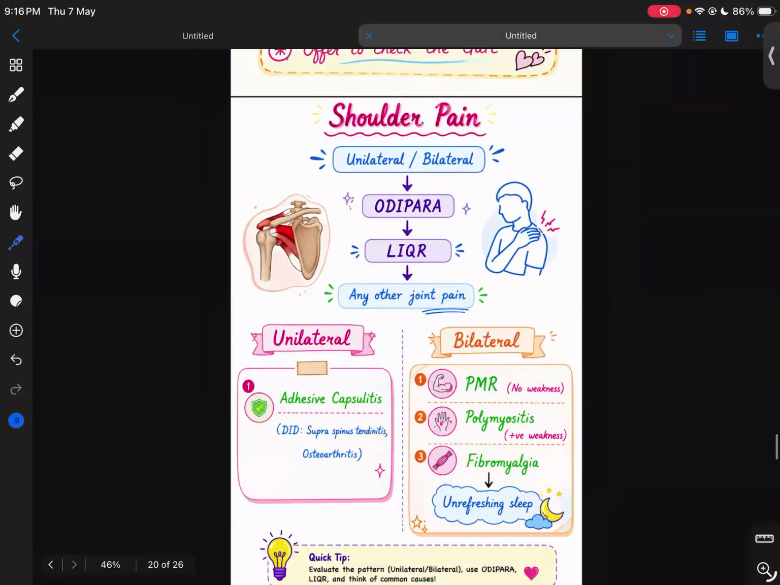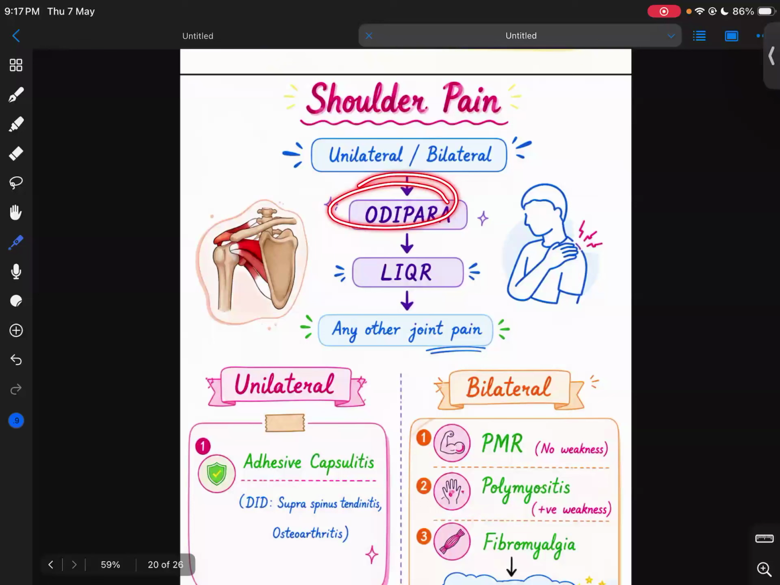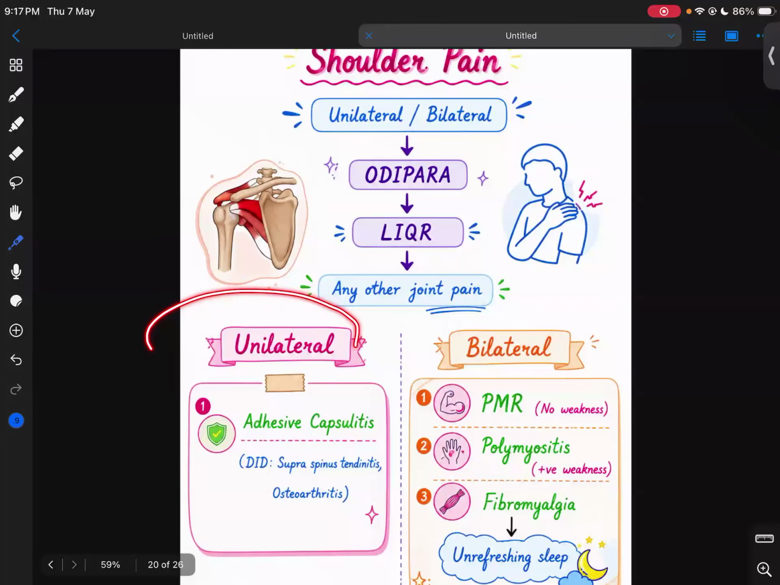So let's proceed to our next double step prompt. It is shoulder pain. So how to approach a case of shoulder pain? Again, we have to tell the patient, show me the site of the pain. We have to identify whether it is unilateral or bilateral shoulder pain. Then the same way, OD para first, then LACOR, and ask about any other joint pain. For the PACES exam, if it is unilateral shoulder pain, it is most likely adhesive capsulitis. Go to the past medical history, look for whether there is any history of diabetes or not.